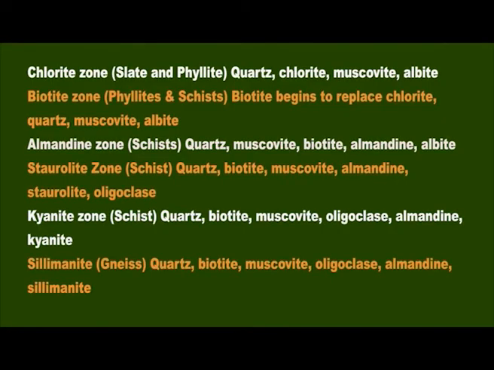Chlorite zone: slate and phyllite; quartz, chlorite, muscovite, albite. Biotite zone: phyllite and schist; biotite begins to replace chlorite; quartz, muscovite, albite. Almandine zone: schist; quartz, muscovite, biotite, almandine, albite. Staurolite zone: schist; quartz, biotite, muscovite, almandine, staurolite, oligoclase, etc. Kyanite zone: schist; quartz, biotite, muscovite, oligoclase, almandine, kyanite. Sillimanite zone: gneiss; quartz, biotite, muscovite, oligoclase, almandine, sillimanite.